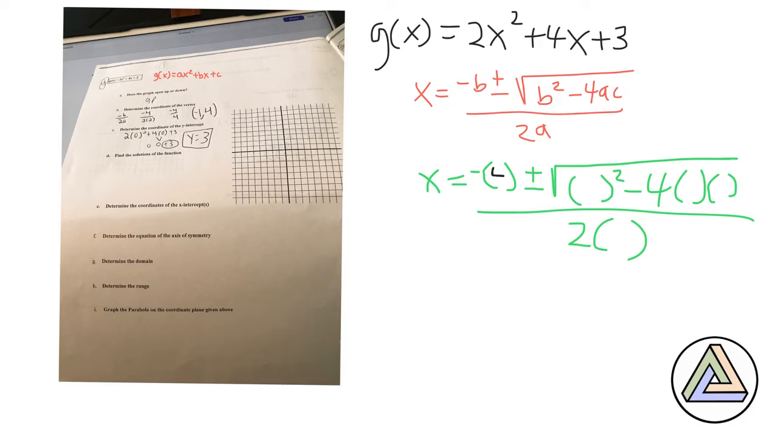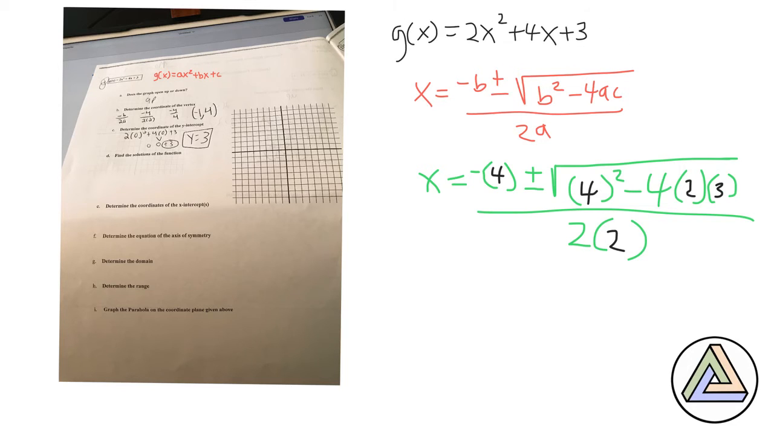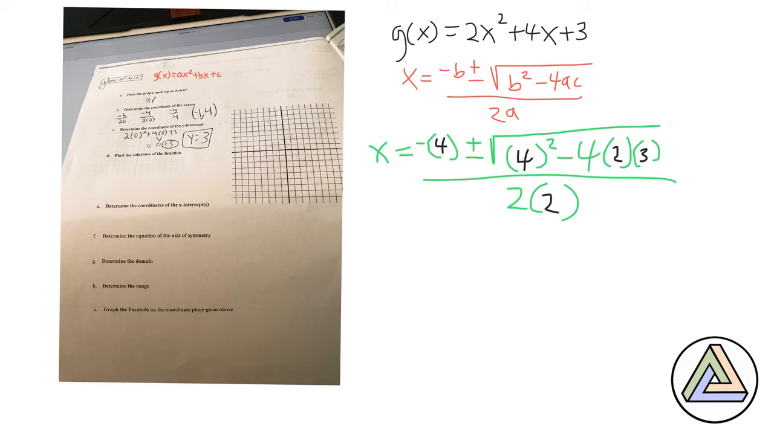So b is 4, so I'm going to put that there and there. a is 2, put that there and there. And c is 3. And you would go through the motions of this calculation, which I'm going to do right now. Let's find out what all this is. So we got negative 4 plus or minus the square root of 16 minus, pardon me, 24. And then what else do we have? All over 2 times 2. And let's just get this over with right now. That's definitely 4.